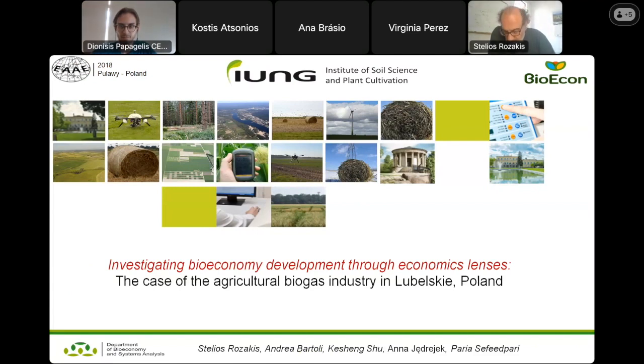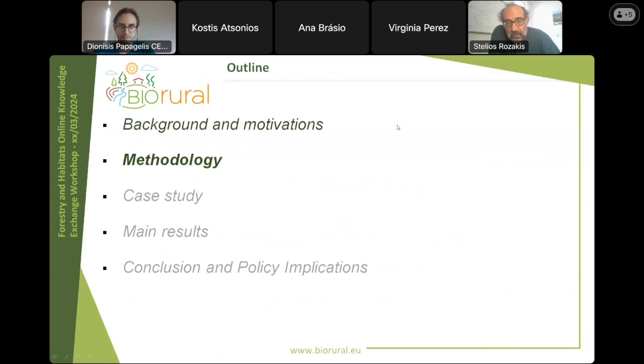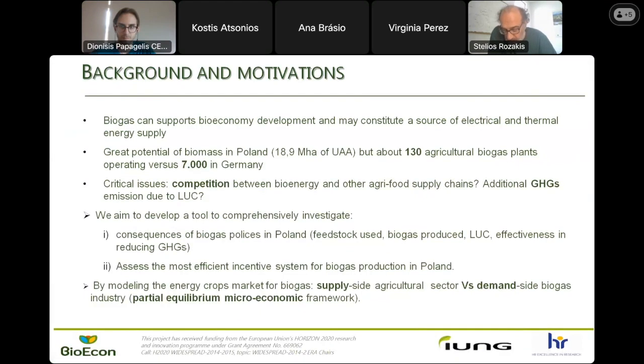And this is the team. This work was developed during my stay in the Institute of Soil and Plant Cultivation in Puławy in Poland, in the Department of Bioeconomy and Systems Analysis. So the background: biogas is a main vector of bioenergy development. However, countries are unevenly developed, even if there is a lot of potential.